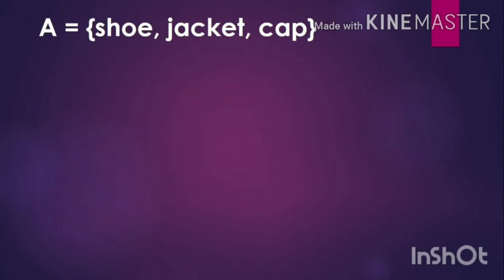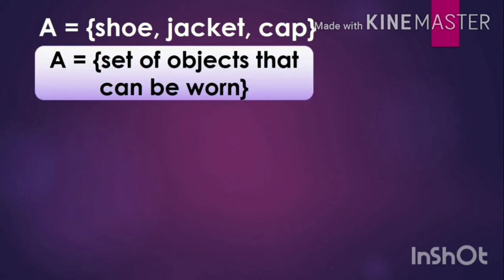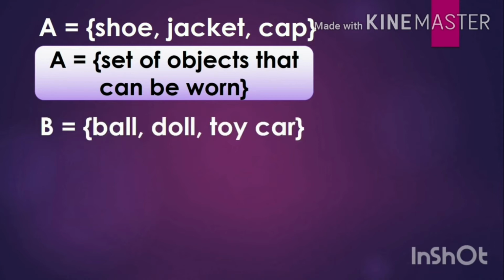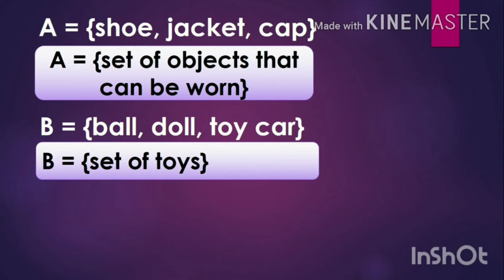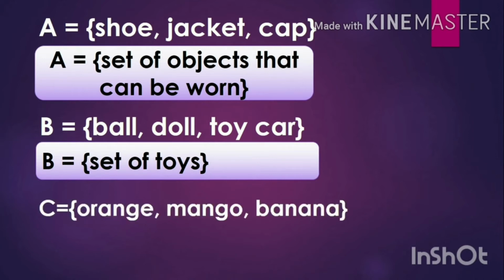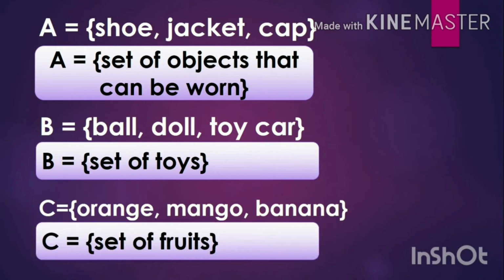As you can observe from the table, shoe, jacket, and cap are being grouped. Why? Because this is the set of objects that can be worn. For set B, ball, doll, toy car is a set of toys. Set C, orange, mango, banana is a set of fruits. Now, these 3 are considered set.